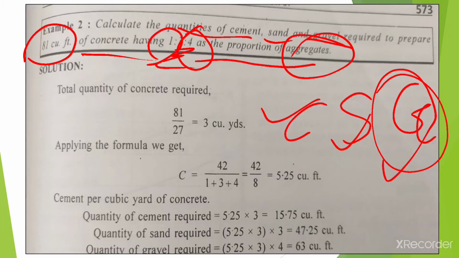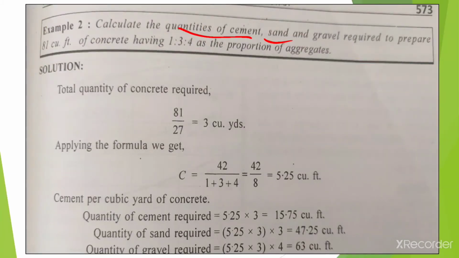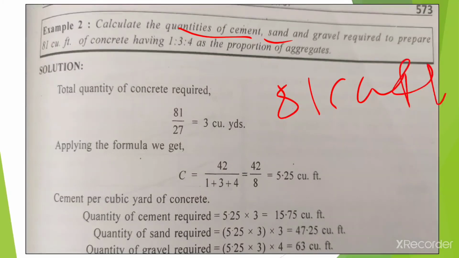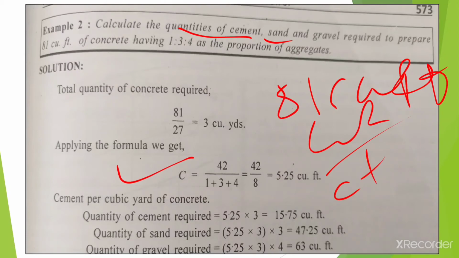Now let's see what is the given data here. Here the total quantity of the concrete is about 81 cubic feet, and they have given the proportion of the aggregates like cement, sand and gravel. We have to calculate the quantities for the cement, sand and gravel, and we know the formula given by the scientist Fuller, the quantity of the cement C is equal to 42 divided by c plus s plus r. This is the formula.